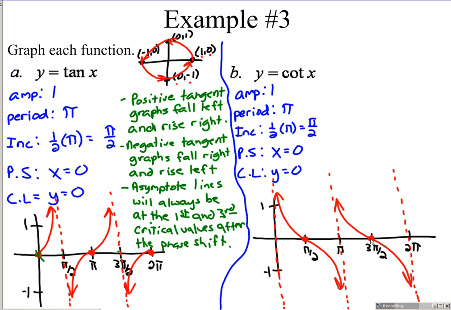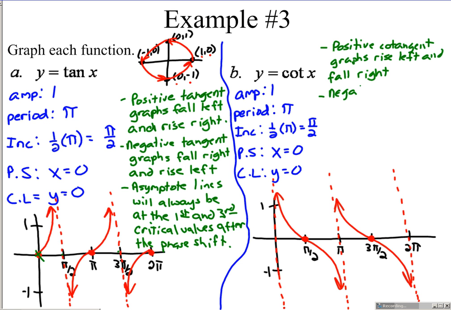You can see that they both have the same shapes, but notice the cotangent graph rises left and falls right, so it's just the opposite of what happens in our tangent graphs. So things that will be true for every cotangent graph: positive cotangent graphs rise left and fall right, which means negative cotangent graphs fall left and rise right.